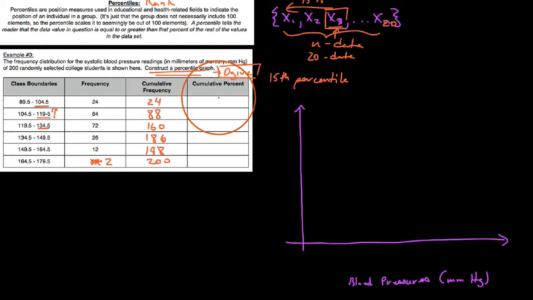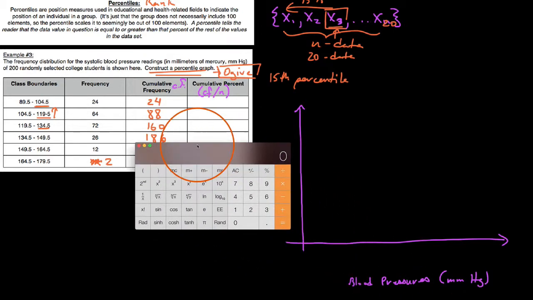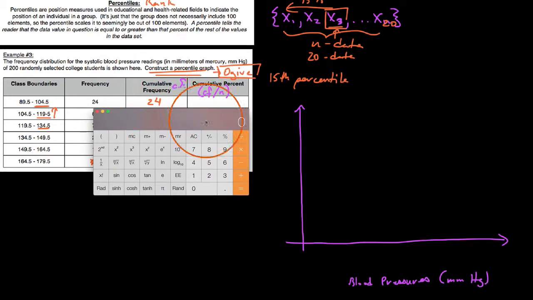Okay, so what we're going to do is this. I'm going to write the formula first, but to find the cumulative percent, we are going to take the cumulative frequency, CF here. I'll write a little formula here. Take the cumulative frequency, and we are going to divide it by the total number of data. So for instance, if I get my calculator out here, we say 24 out of 200 total people, what percentile rank would they be in?